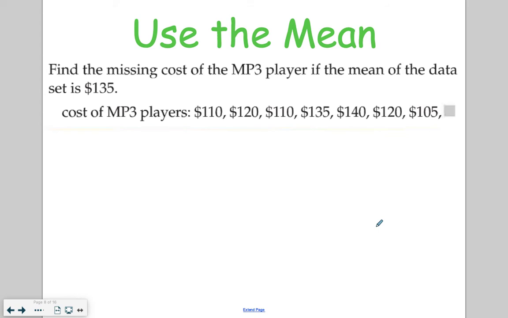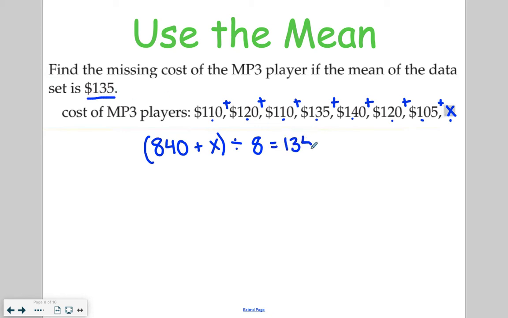We can also use the mean to find missing values. When you are trying to find a missing value, the first step is the same. So you want to add up all of your numbers. So 110 plus 120 plus 110 plus 135 plus 140 plus 120, plus 105, plus we don't know what. So when I add up all of my numbers, that's going to give me 840 plus something I don't know, and then we're trying to find the mean. So that whole thing is going to go in parentheses, and then we're going to divide by 1, 2, 3, 4, 5, 6, 7, 8 pieces of data. The 7 pieces that we do know and the 1 that's missing. And then when we do that, we want the mean in this case to equal 135.